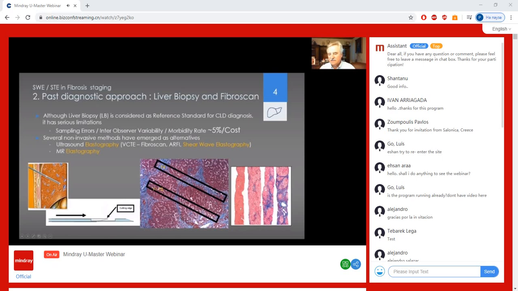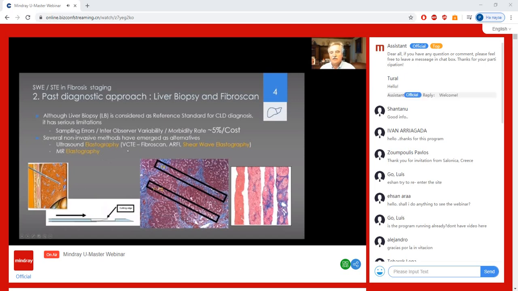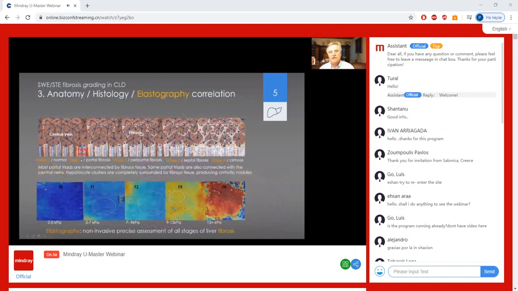But if the needle cuts in this segment, it is mostly fibrotic tissue, meaning that this is going to be a specimen like that. In the same liver, different places of liver biopsies give very different results. There are important sampling errors with liver biopsy. Happily, ultrasound elastography and MRI elastography are now present in order to solve this issue.